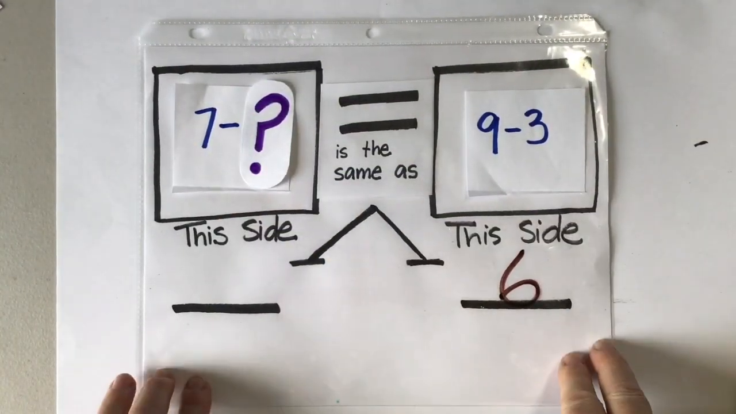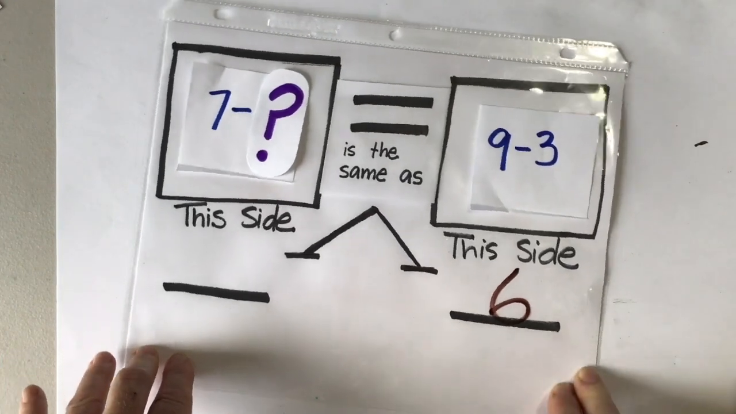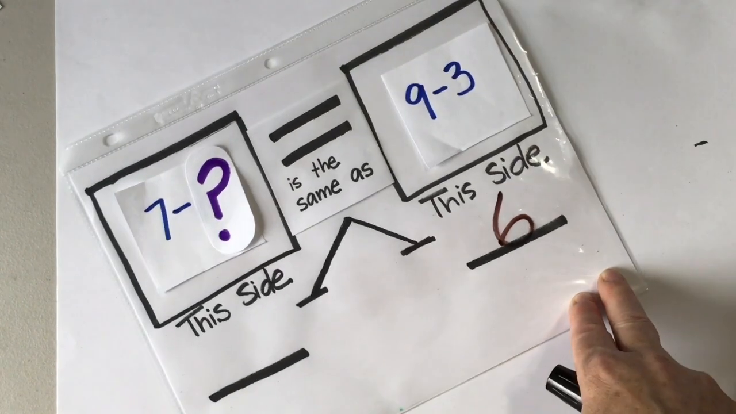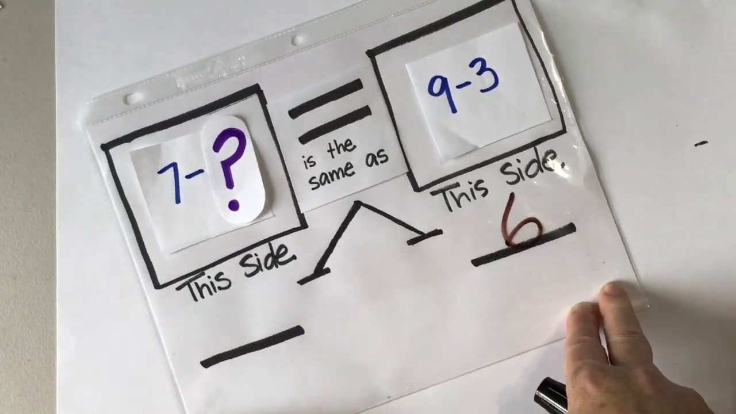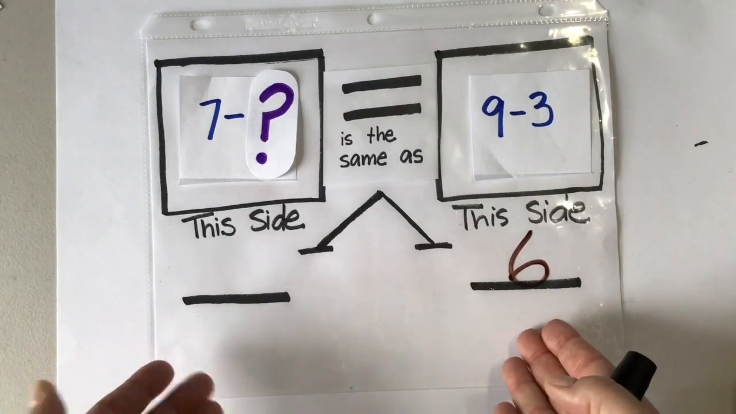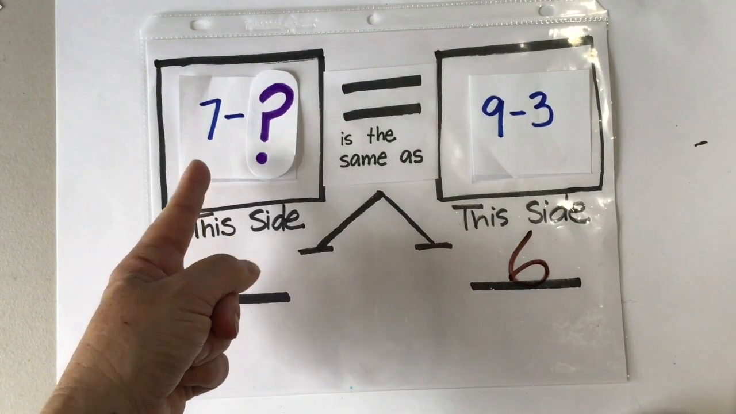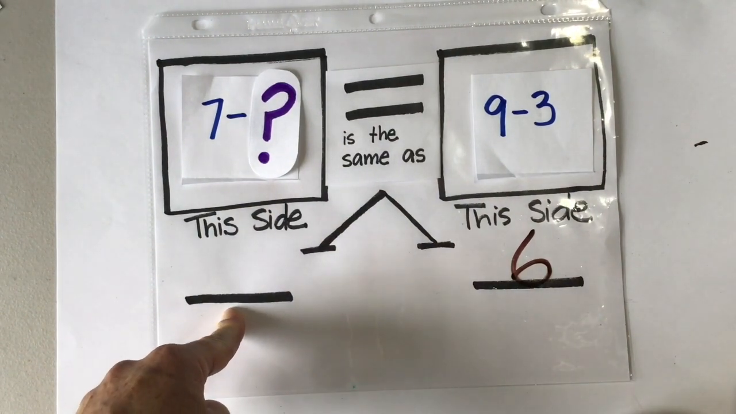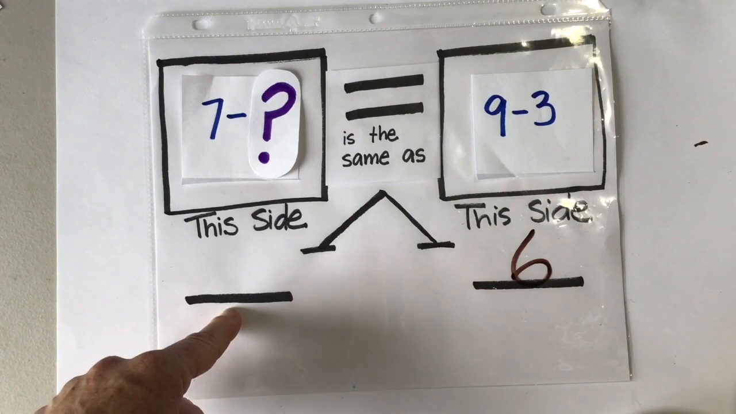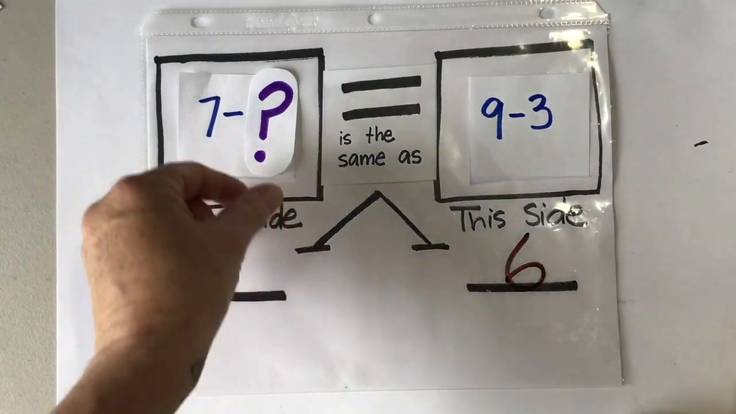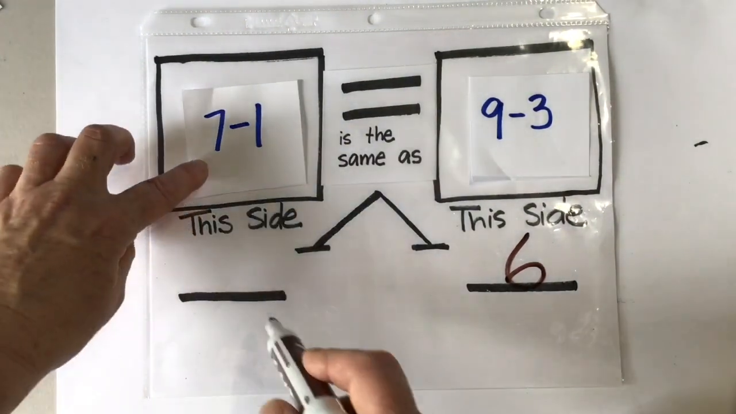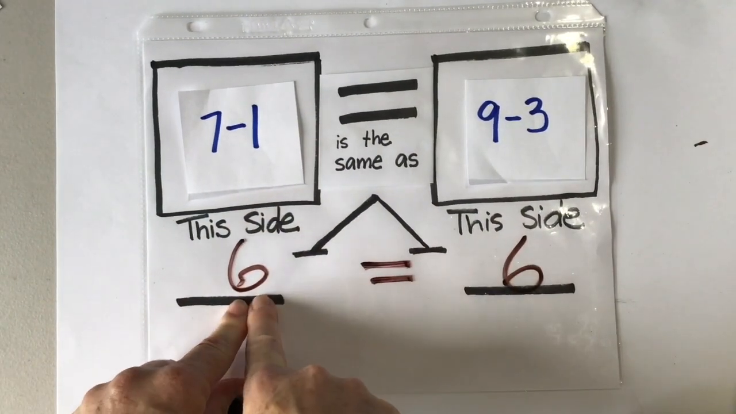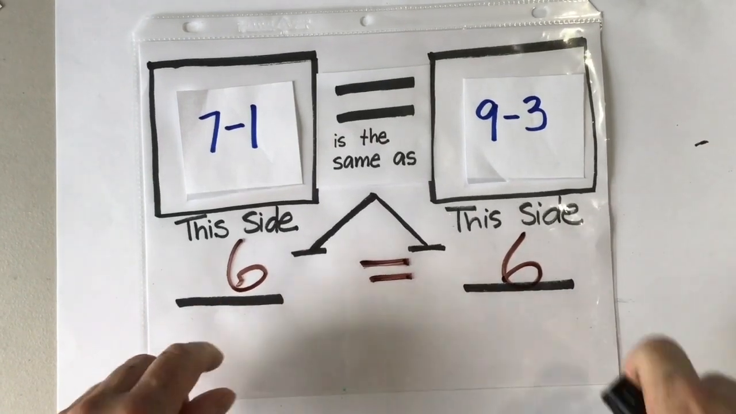Okay, so here's our scale. Boom. We have 6 on this side, but we need to balance it over here. Actually, this one, boom. We have 7 on this side, but we need to get to 6. This needs to be 6. So 7 minus something is 6. And I already know what that is. I don't even need my hundreds chart. I know that 7 minus 1 will get me to 6. Now we are equal. 6 equals 6.